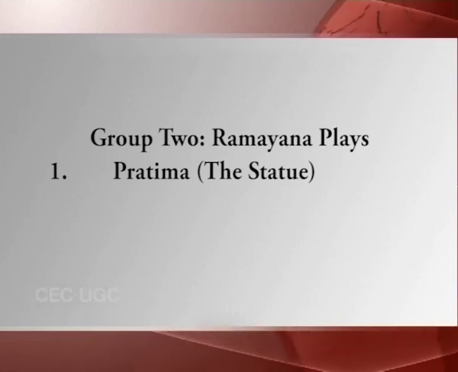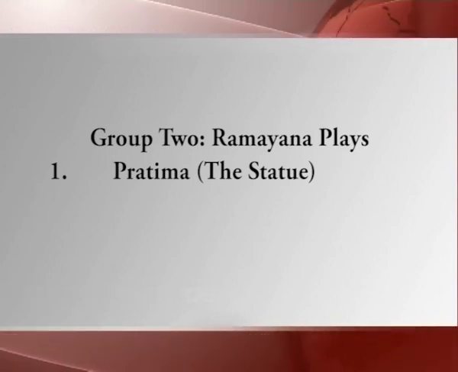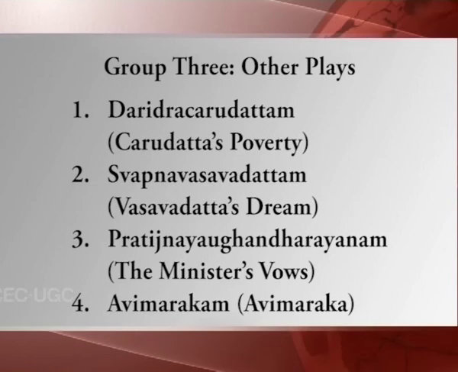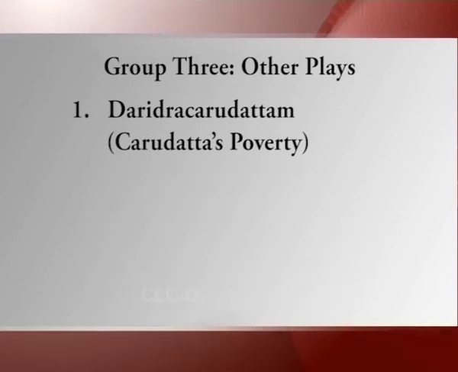Now let us see group 2, that is based on the Ramayana. The plays are, first, Pratima, the statue. The second is Abhisheka, the consecration. Group 3 are the other plays. The first is Daridra Charudattam, that is Charudatta's poverty.